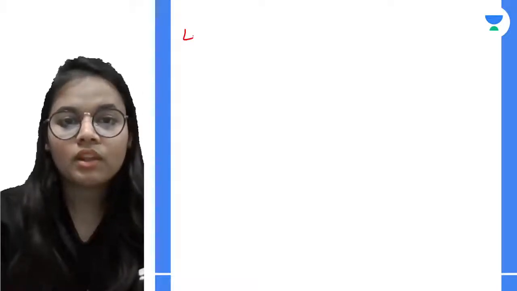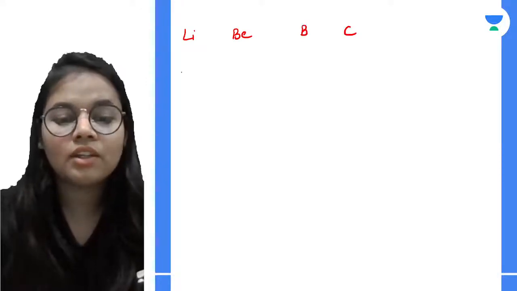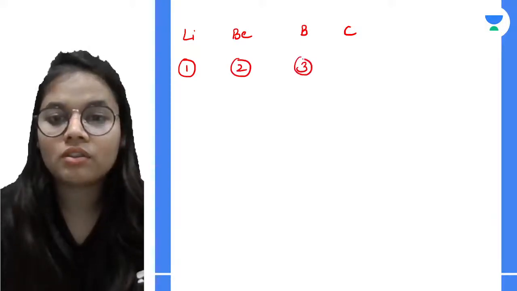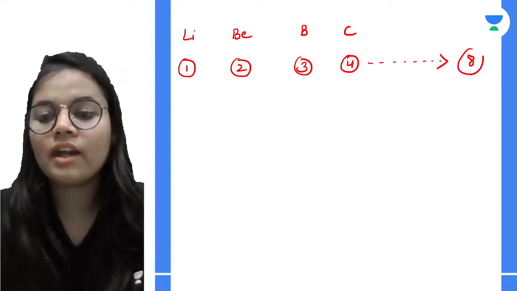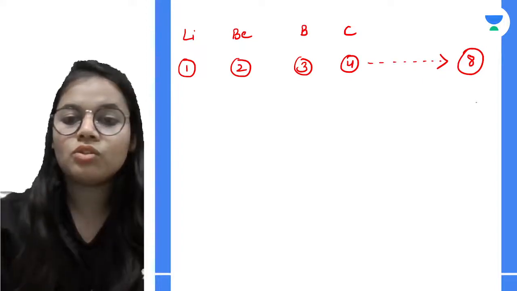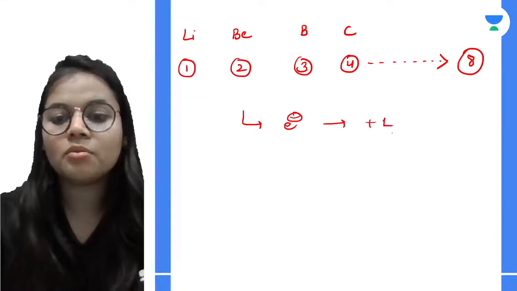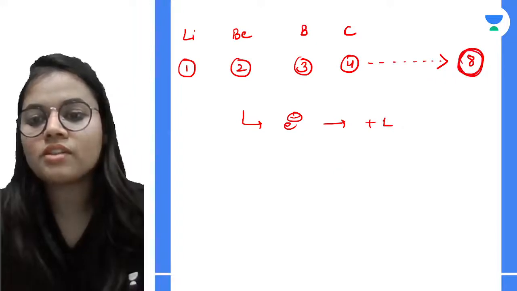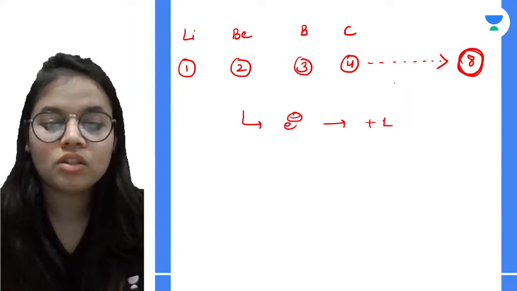See, lithium will have 1 electron in the outermost shell. Beryllium will have 2 electrons. Boron will have 3. Carbon will have 4. And likewise, it will increase until we have 8 electrons in the outermost shell. That means the electrons are increasing arithmetically, one by one, and it stops when we have a stable configuration, that is 8 electrons in the outermost shell.